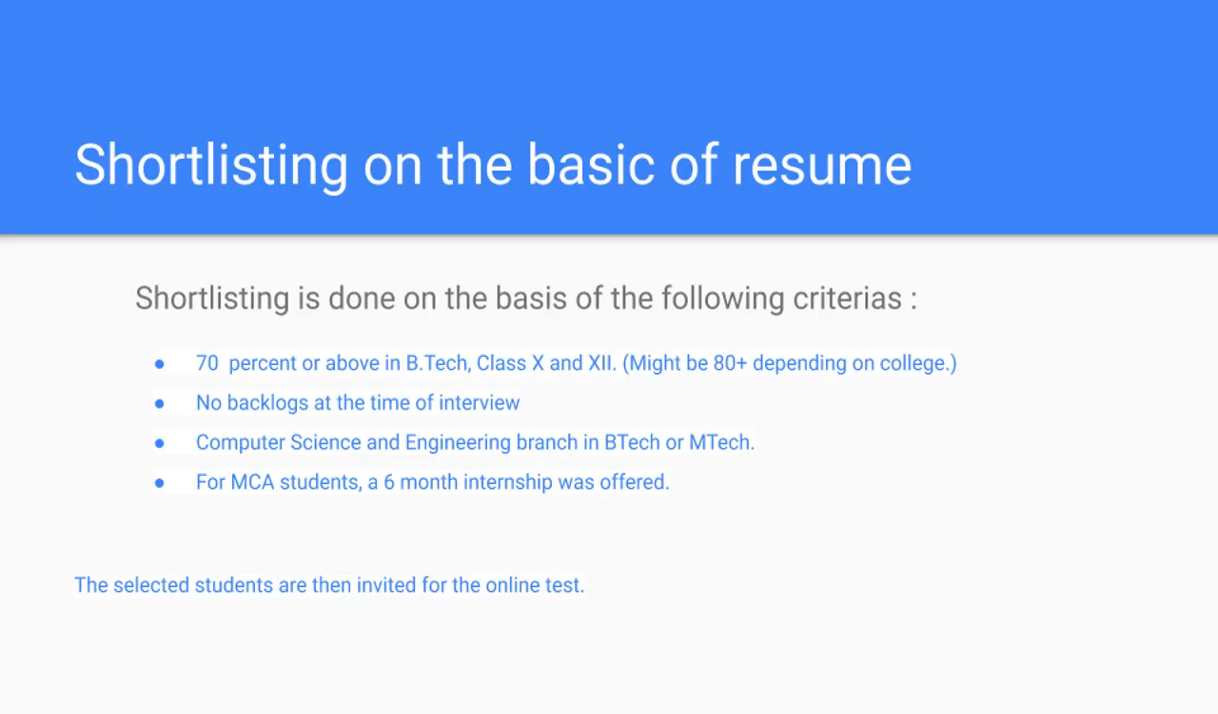So, the first shortlisting was on the basis of resume. The shortlisting is done on the basis of the following criteria. You must have 70% or above in BTech CGPA, class 10th and class 12 percentages. Sometimes they might even ask for 80+%. That depends on the college.